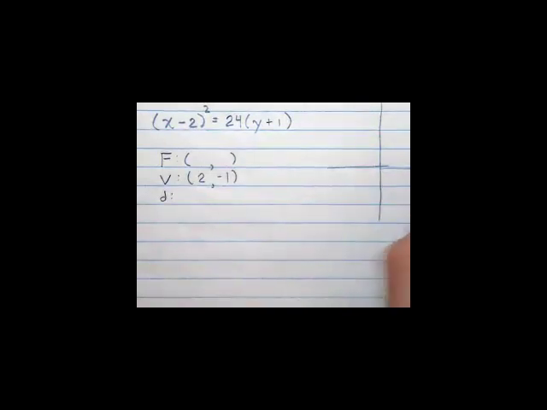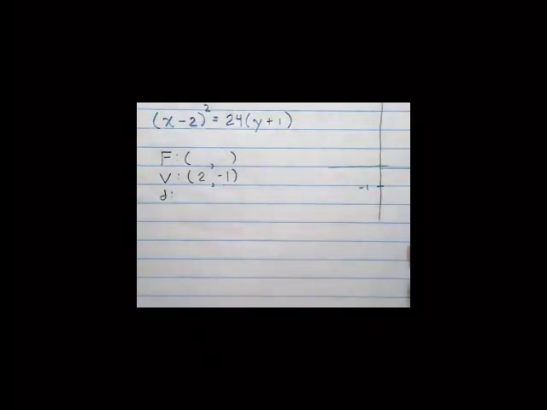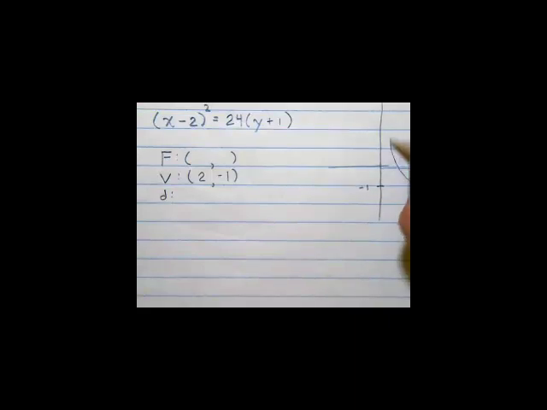So 2, negative 1. So there's that. Okay, so this parabola, is it up, down, left, right? Which way are we going? It's an x squared. It's positive up, right? So it's going to look something sort of like this.